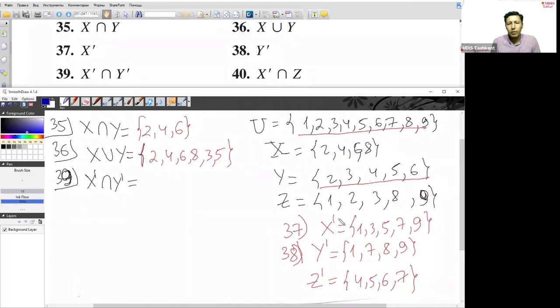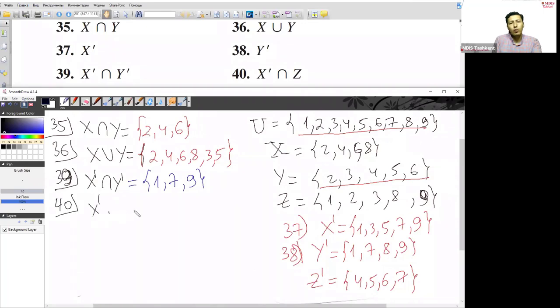So x complement is here, y complement is this one. So we have to find the intersection. Do we have same elements? 1, 7, and 9. So it's equal to 1, 7, and 9. Don't take x when they ask complement of x. Be careful.